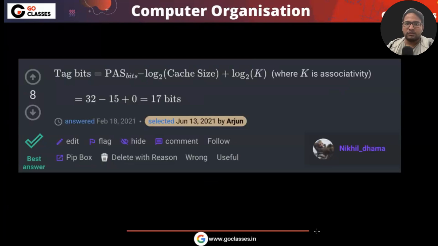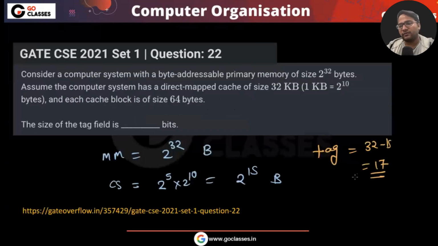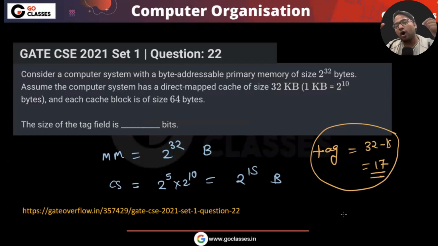Okay. So see, they have done something. K is associated, I don't know. But yeah, you can directly find out, right? Have you understood this method? Let me know. The tag is very powerful. It is telling you how many multiples your main memory is of your cache size, right?